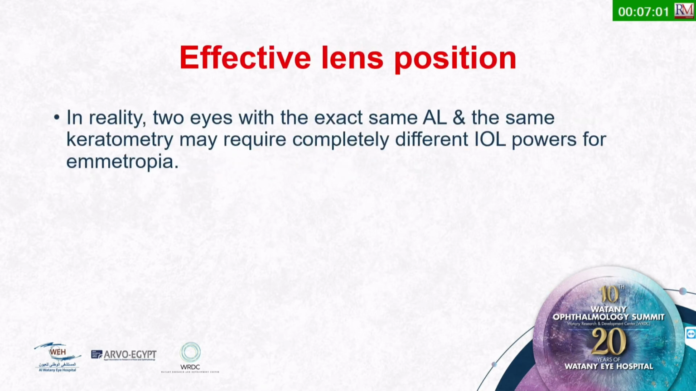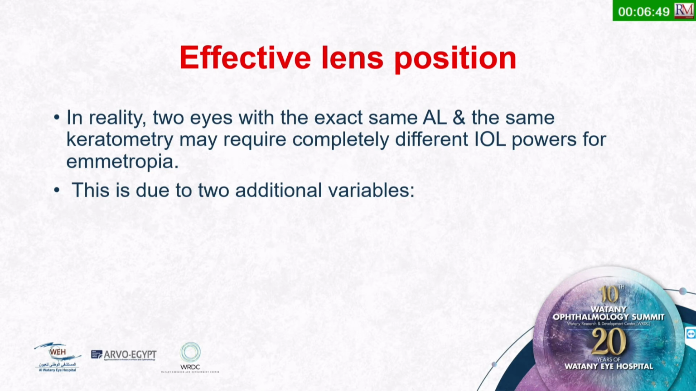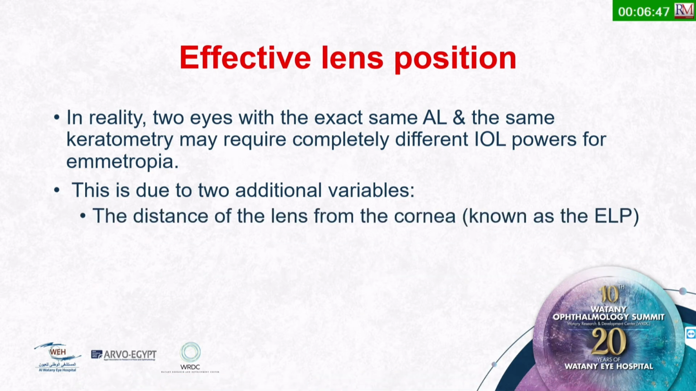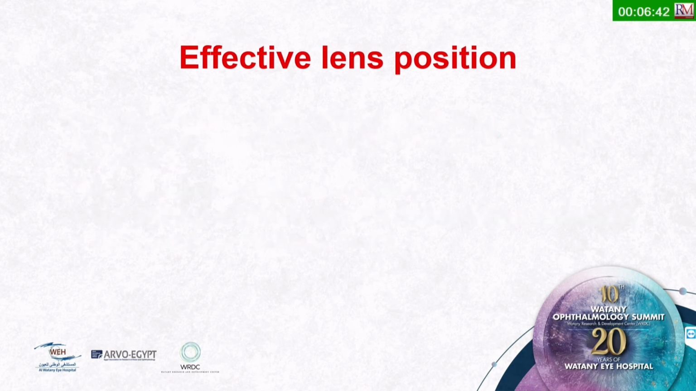Effective lens position. Dr. Shireen thankfully was very detailed, but I will say two points. In reality, two eyes with the exact same axial length and K power may actually require totally different IOLs. That's because of two different variables: the effective lens position, or the distance of the lens from the cornea, and the IOL geometry and the lens model.